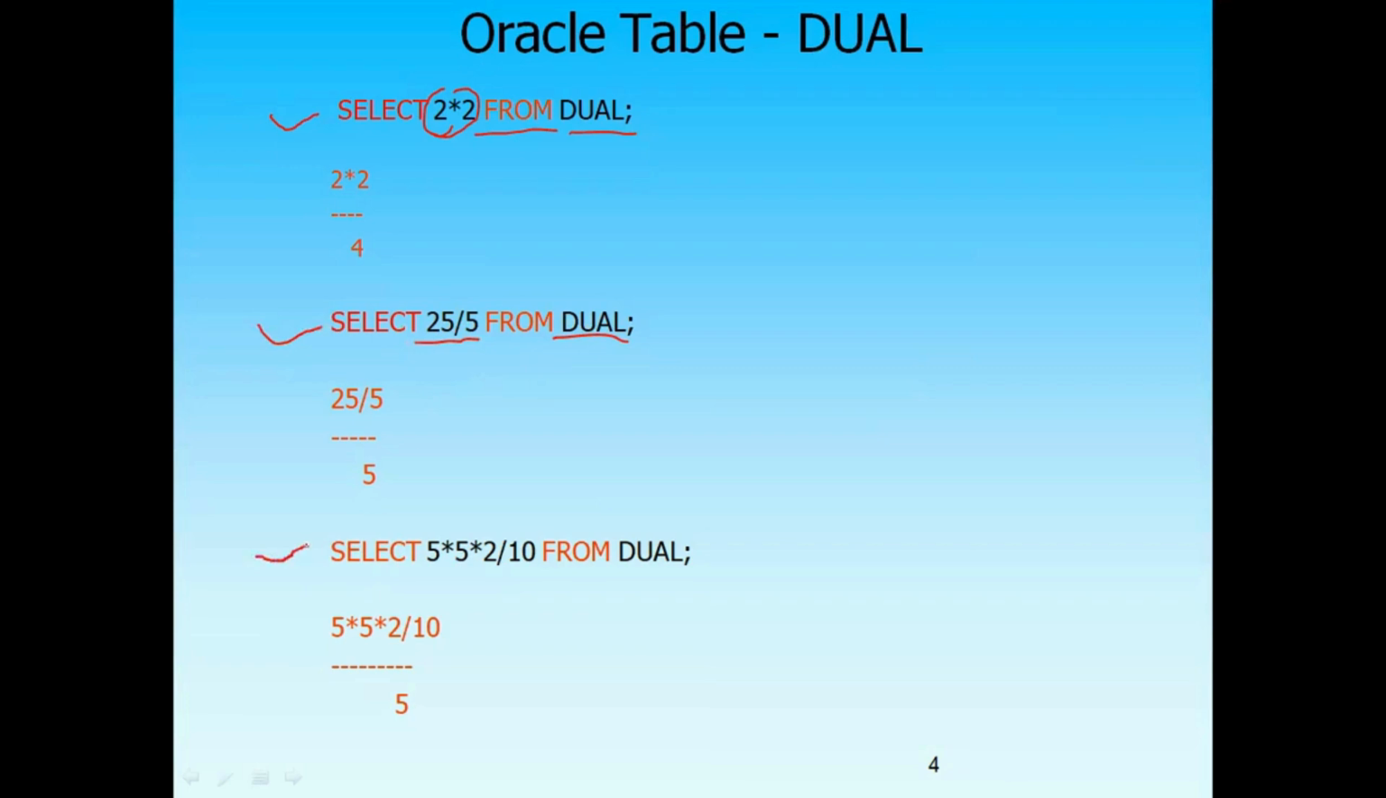Similarly, if you want to execute the expression 5 into 5 into 2 divided by 10, again you can use the dual table here, and this query will return the result of this expression, that is 5. I hope students you are clear with this.